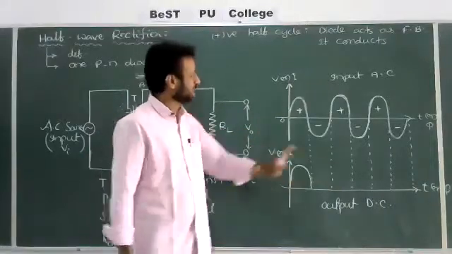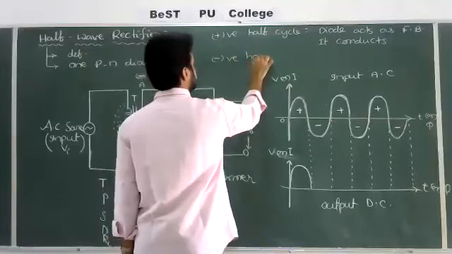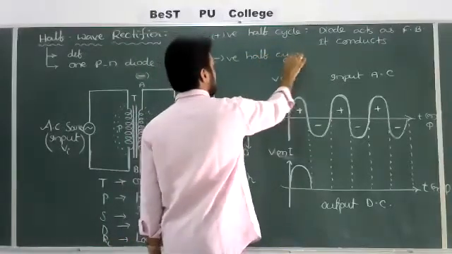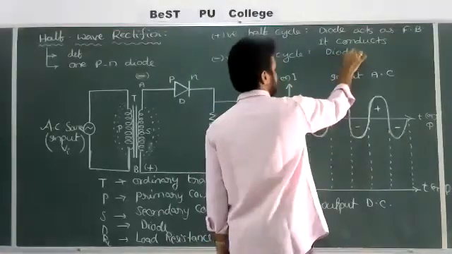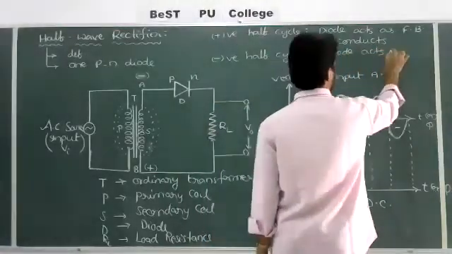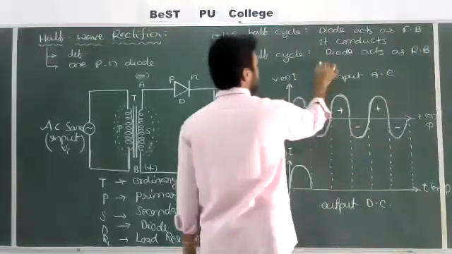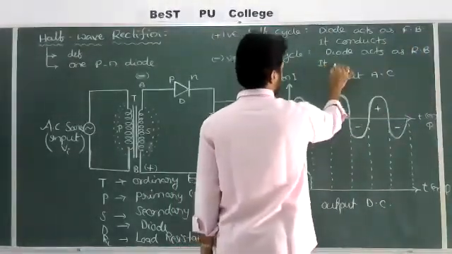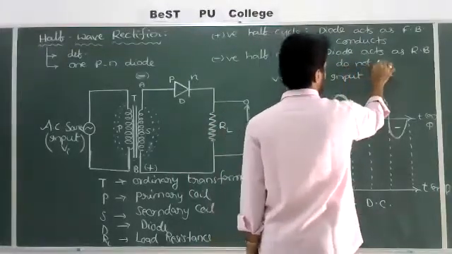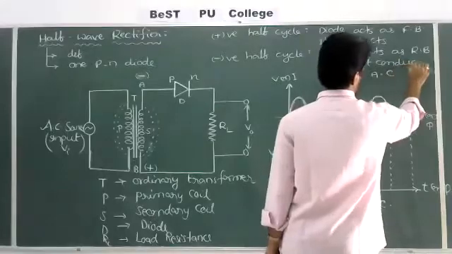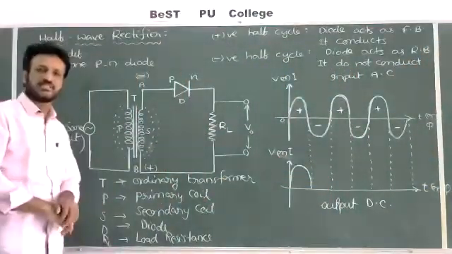So it is absent. Here I'll write: during a negative half cycle, the diode acts as a reverse bias. So it doesn't allow any current, it does not conduct any current. So this signal will be absent, no current passing through the circuit.